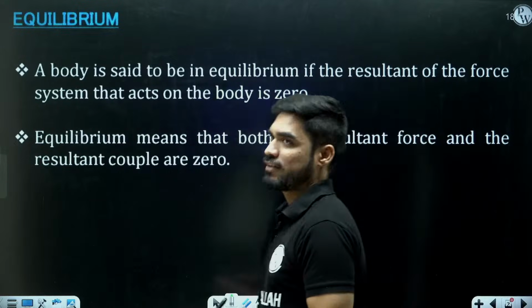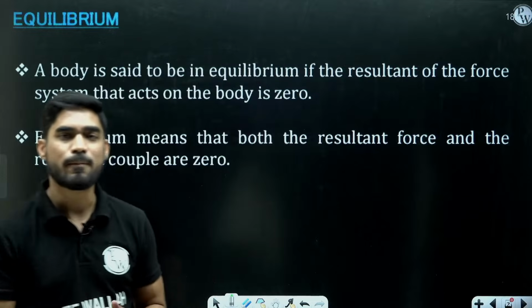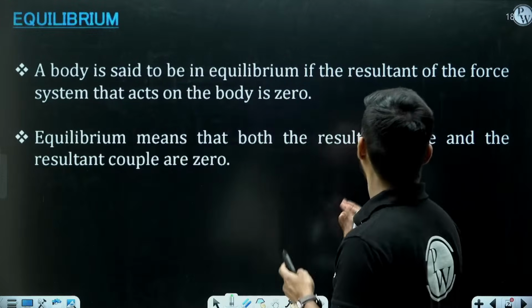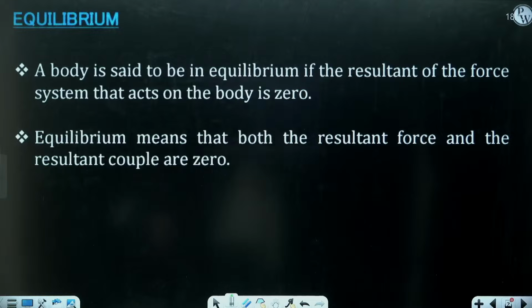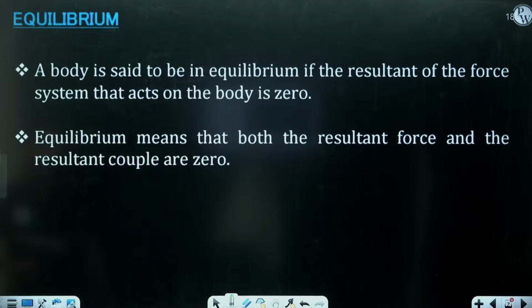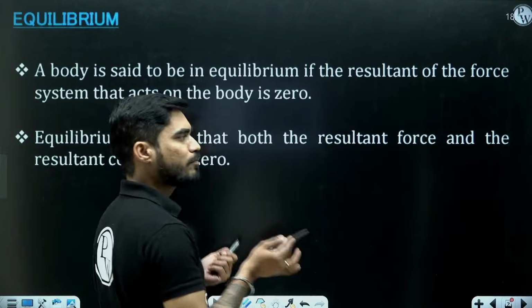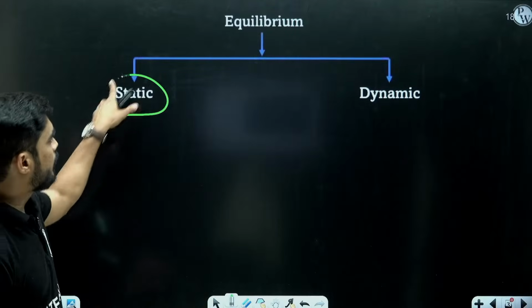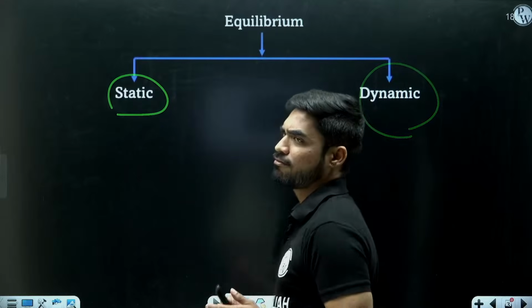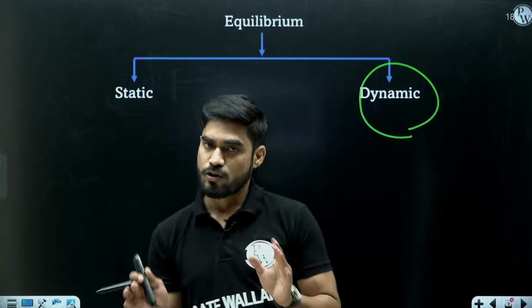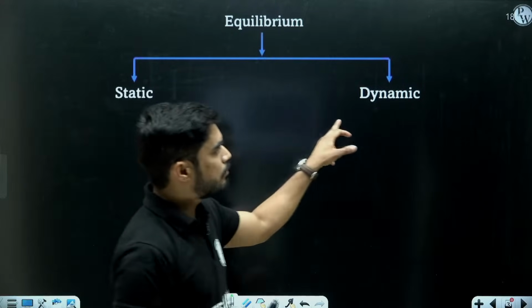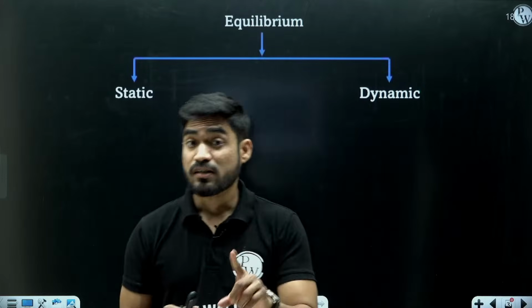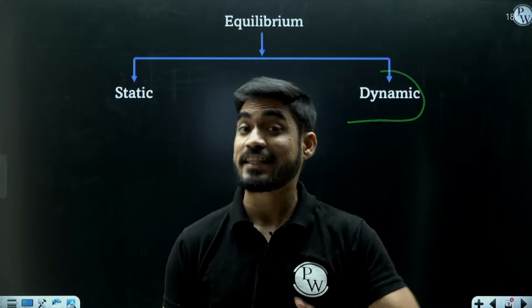So we saw the concept of equilibrium. A body is said to be in equilibrium if the resultant of the force system that acts on the body is zero. It means the resultant force and the moment acting on the body are both zero. And there are two types of equilibrium, static and dynamic equilibrium. Static equilibrium means the body is at rest, so automatically the resultant force and moment will be zero. Dynamic equilibrium means the body is moving, but it is moving with constant velocity in the same direction.